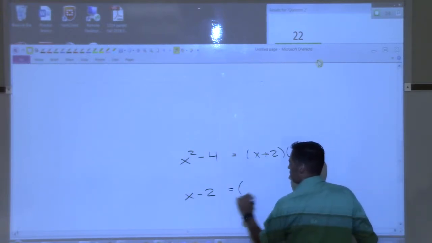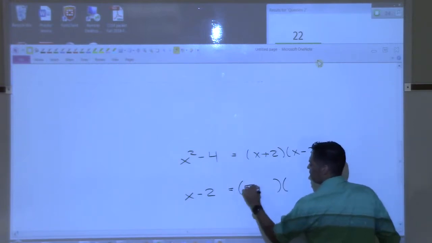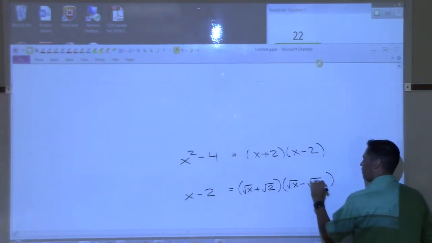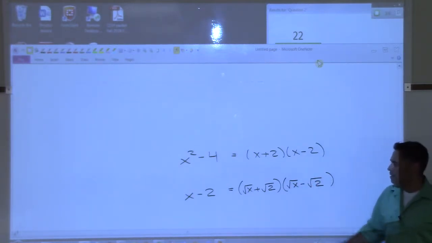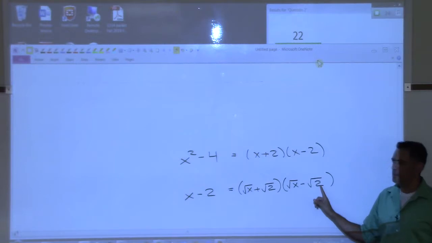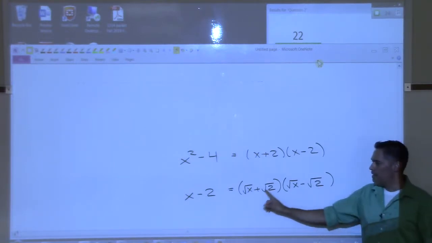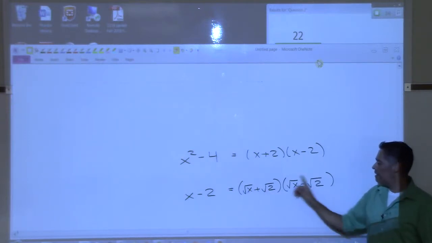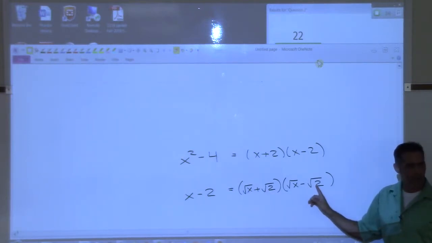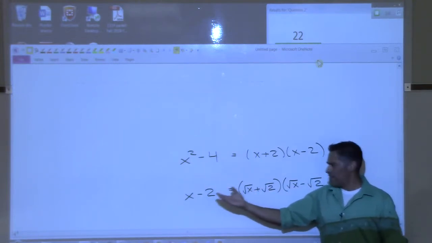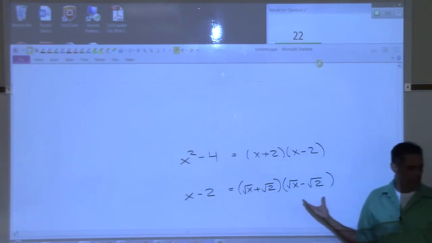So just tell me if you believe that this would be true. Multiplying these together, doing our little FOIL, that would give you x. Then this times this would give you negative 2 root x, and here you get positive 2 root x, so those would cancel. Then you get this times this, so you would get a negative number, but it would be root 2 times root 2, which is just 2. So you would wind up getting this. So this indeed can be factored as a difference of squares.